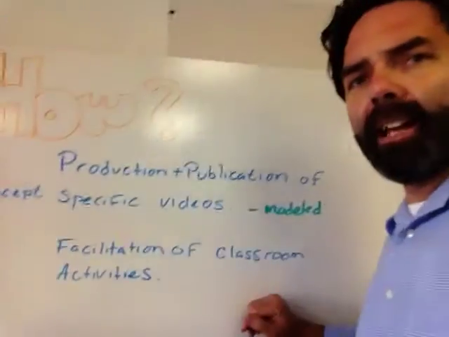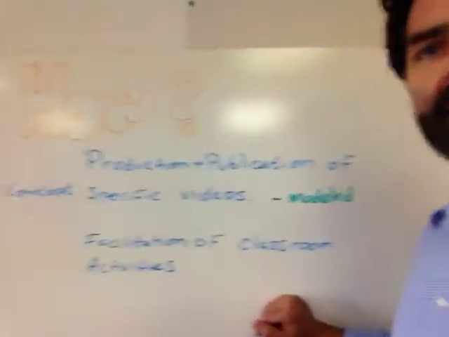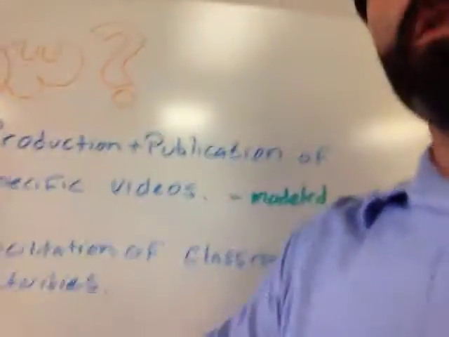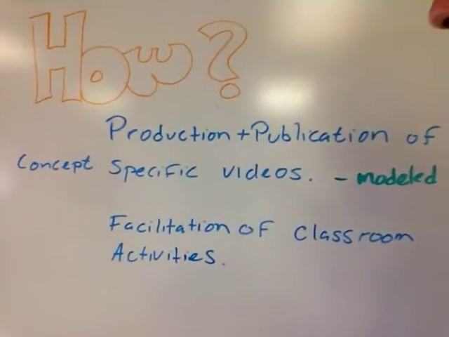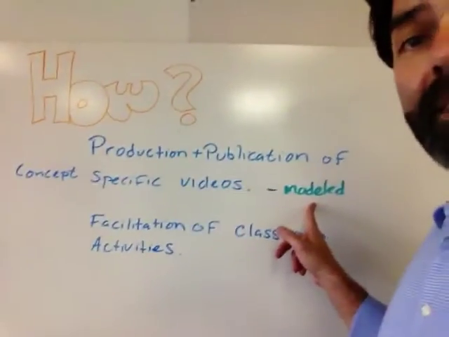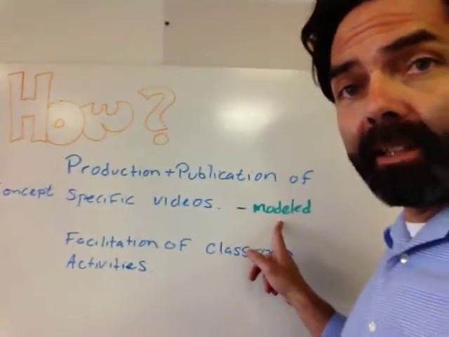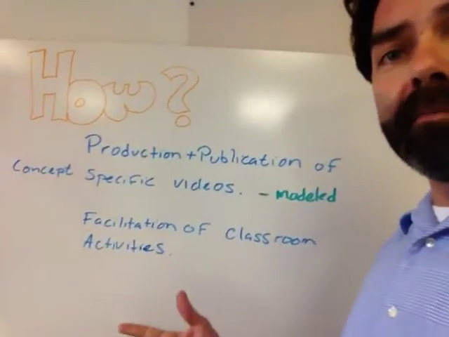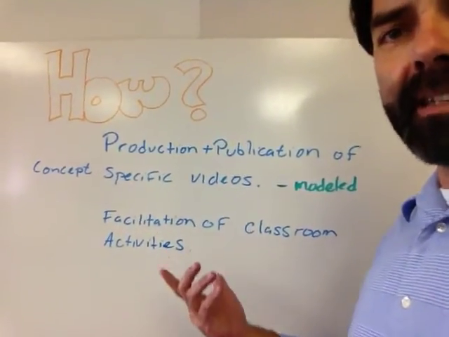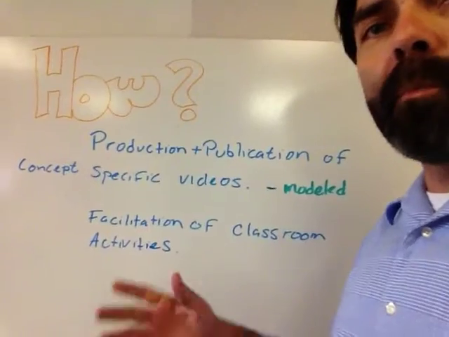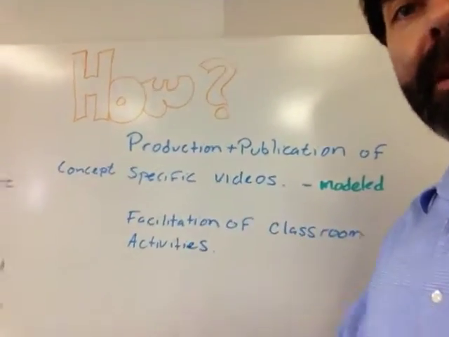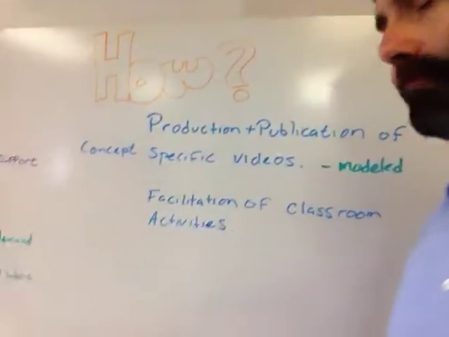Okay, so how do we do that? This is the basic gist of it. First thing we do is we produce, and more importantly, publish concept-specific videos. This is one that I'm making right now about basic flipping the classroom, and so this will be a model. Now your kids and you can do this in any way you see fit, but this is the basic. You can be as creative as you'd like, but you don't want to distract. We're not really here to entertain. We're here to give information in a very succinct manner.